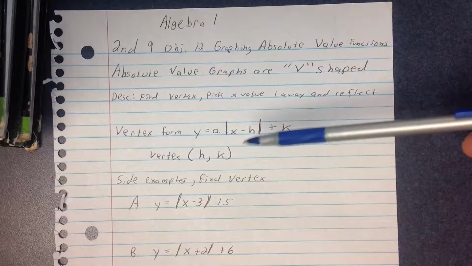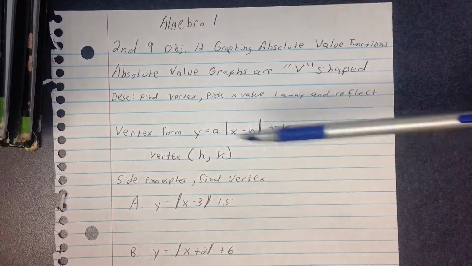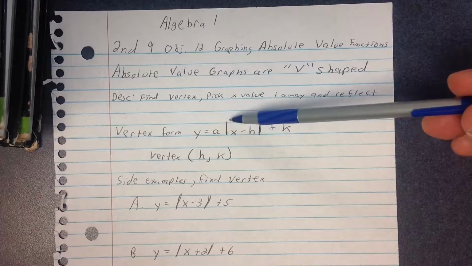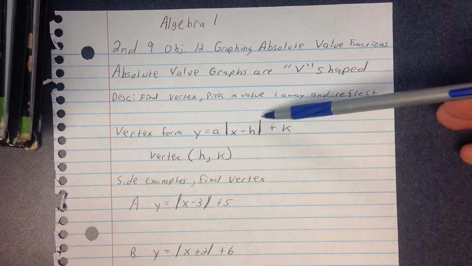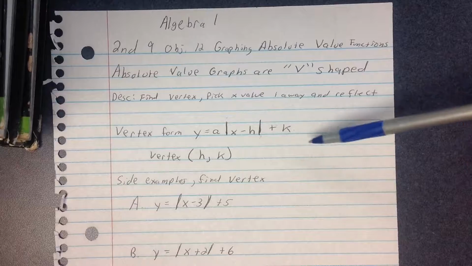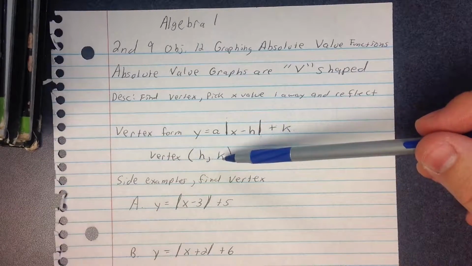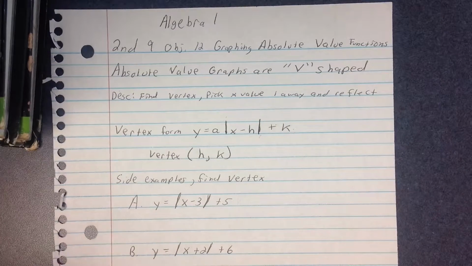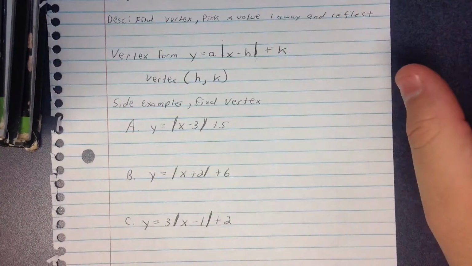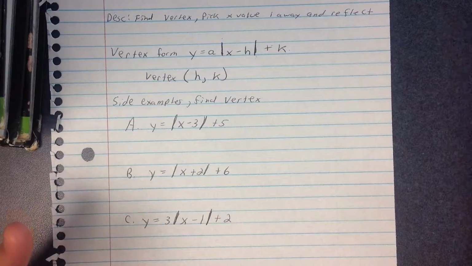The vertex form of an absolute value function is y equals a times the absolute value of x minus h, plus k. The vertex is the ordered pair h comma k, and we'll talk more about how that relates to the graph in a second. Now, let's look at some examples on the side of finding the vertex.